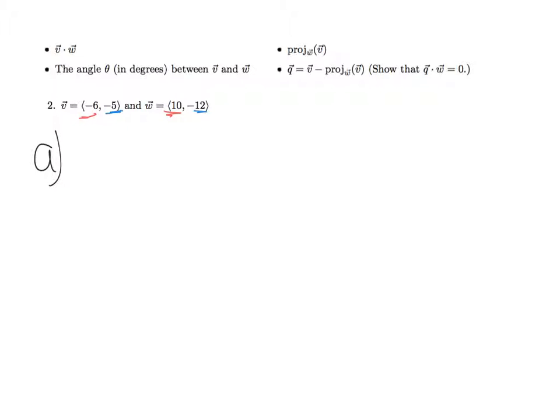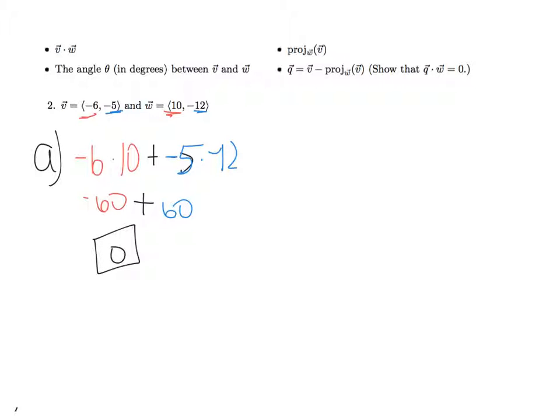So when we're doing dot product, you are going to do a -6 times a 10 plus a -5. Oh, I switched colors. There it is. -5 times a -12. Okay. So when you do that, you get a -60 plus a, oh my goodness, +60. And so your actual answer for the dot product is 0. Okay.